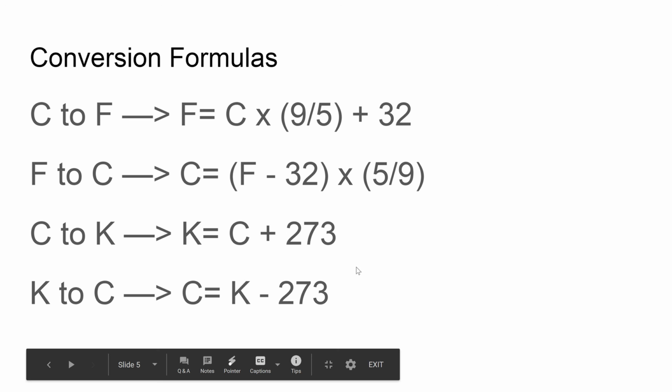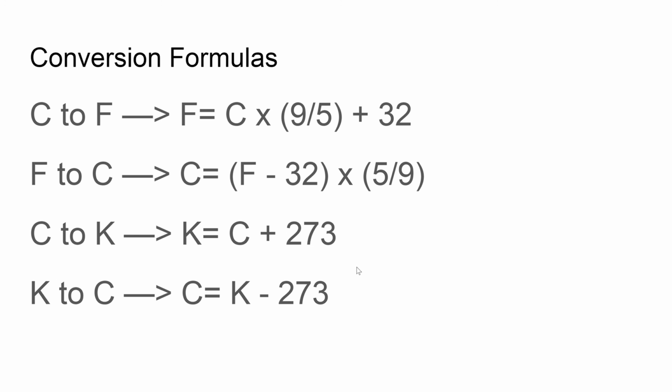Now these Celsius to Kelvins are super easy. You're just adding 273 or subtracting 273. That's really easy. You could do it in your head depending on what number you get. And those are easy. Okay?